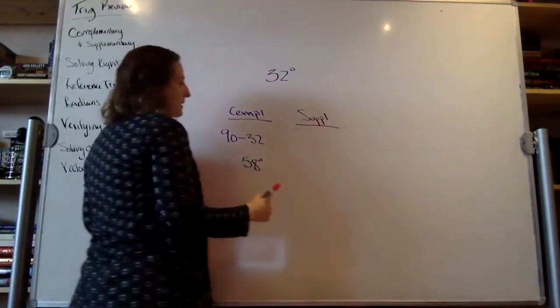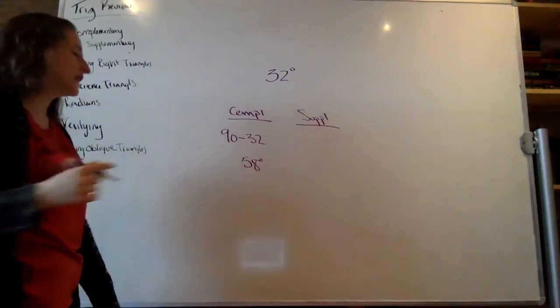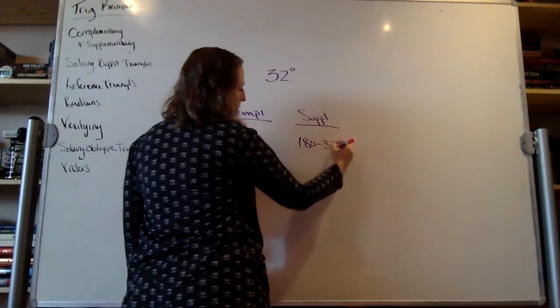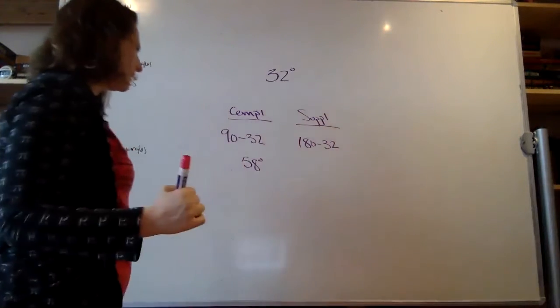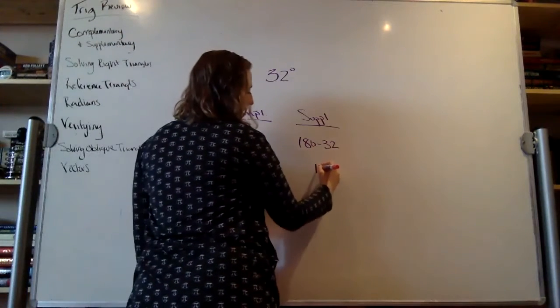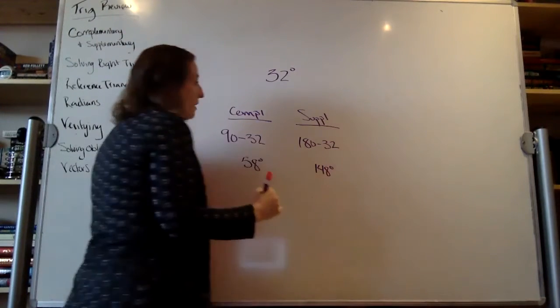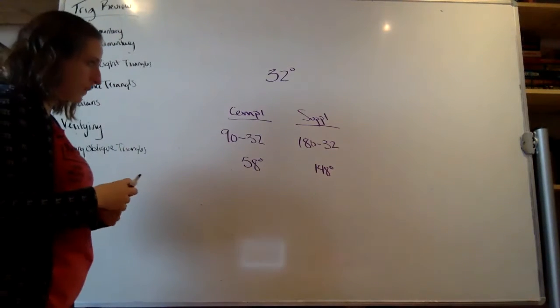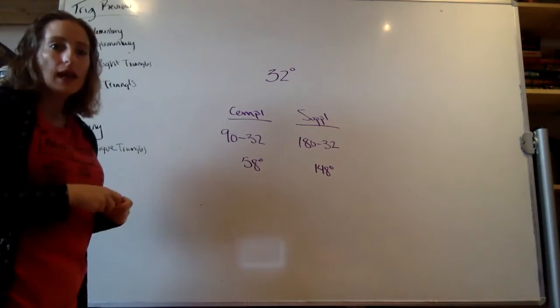The supplement is something that I add to 32 to get to 180. So to find it, we do 180 minus 32. 180 minus 30 would be 150, minus 2 more, which would be 148. So the supplement of 32 degrees is 148 degrees. So, complement and supplement.